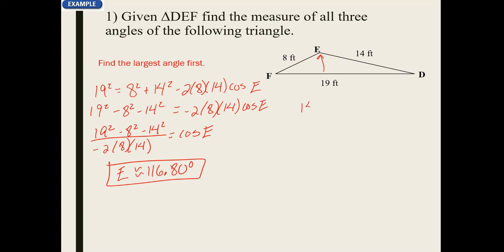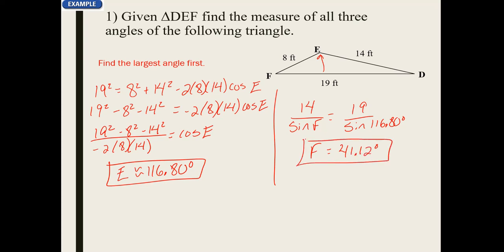All right, next up, let's find angle F. So I'm going to do 14 over the sine of angle F. Oh, I'm using the law of sines here. I could use the law of cosines, but the law of sines is often more efficient. So 14 over the sine of angle F equals 19 over the sine of 116.80 degrees. When you cross multiply and divide, I'm not going to go through those steps, you're going to get about 41.12 degrees. And then once you have 2 angles, it's easy to find the third. Just subtract from 180. So angle D is 22.08 degrees.